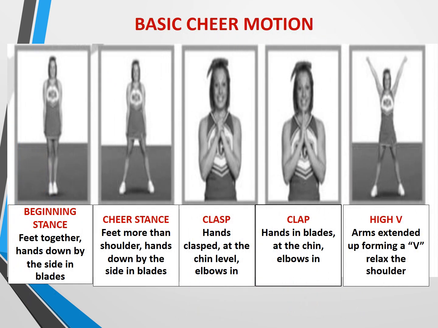Let's proceed with the basic cheer motions. Beginning stance: feet together, hands down by the side in blades. Cheer stance: feet more than shoulder-width apart, hands down by the side in blades. Clasp: hands clasped at chin level, elbows in. Clap: hands in blades at the chin, elbows in. High five: arms extended up, forming a V. Relax the shoulders.